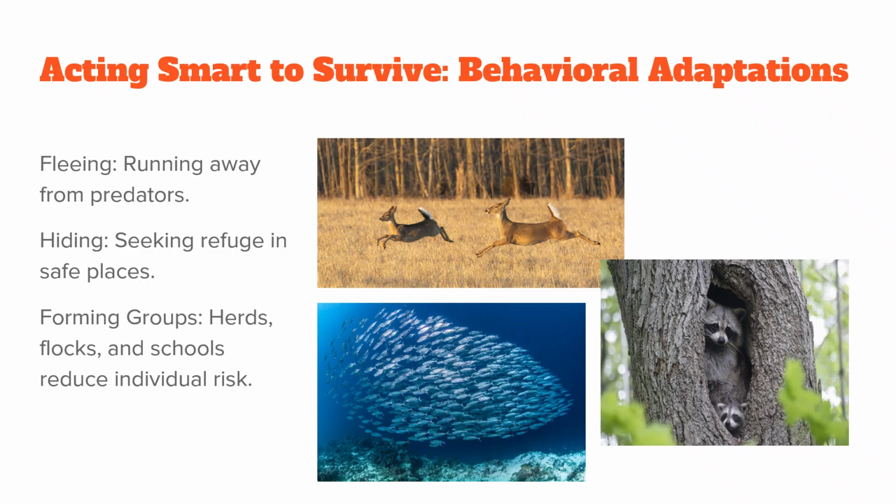Many species reduce predation risk through behavior: fleeing, hiding, mobbing predators, or shifting activity times. Grouping behaviors, like a schooling fish cluster, confuse predators and reduce any one individual's risk. Herds, flocks, and schools are classic anti-predator strategies.